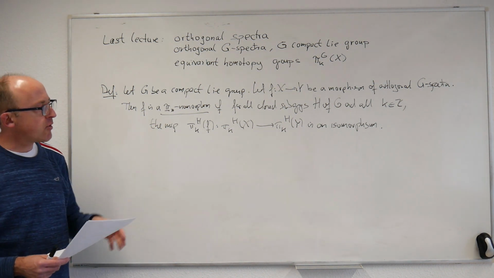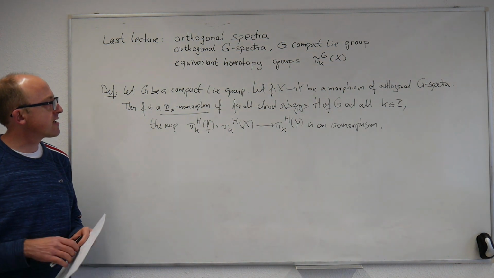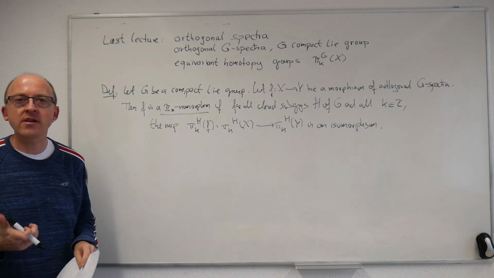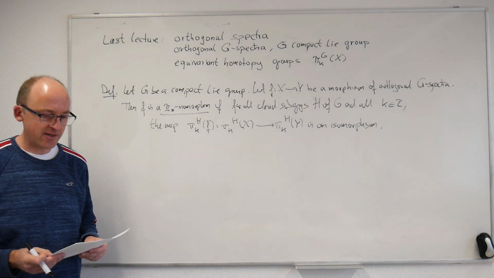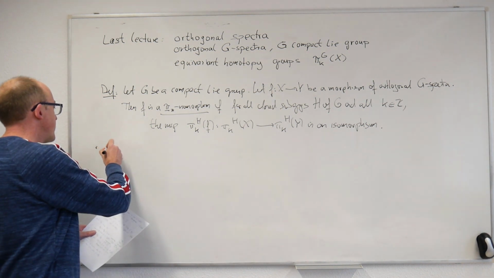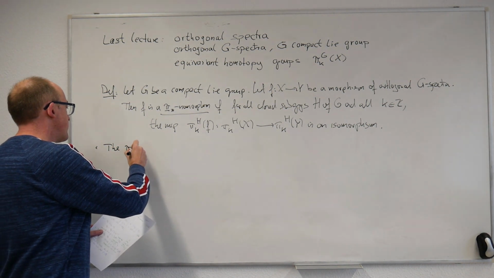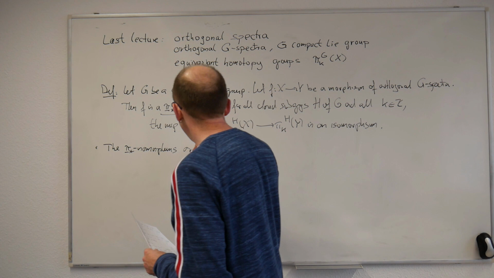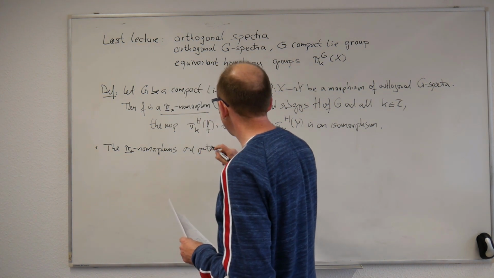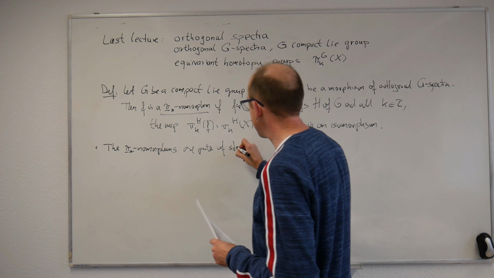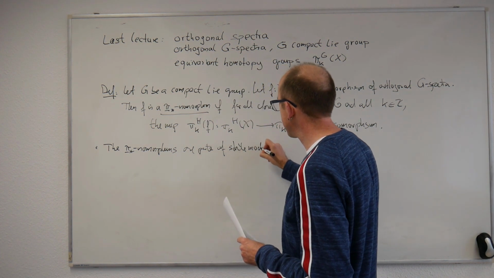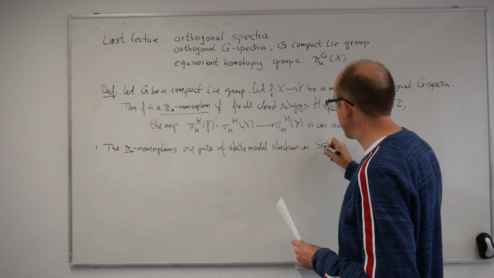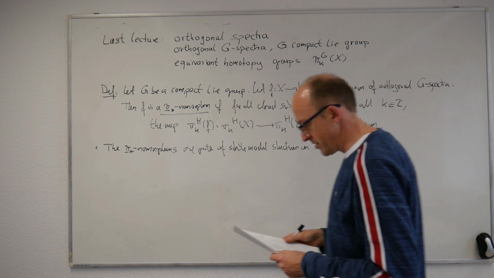Great, so some more comments about this notion of pi star underlined isomorphism. Here's a bunch of facts that I will write down, and then again you will see some slides with the precise references. So the first fact is that the pi star underlined isomorphisms are part of stable model structures on the category of orthogonal G-spectra, for which I used this notation.